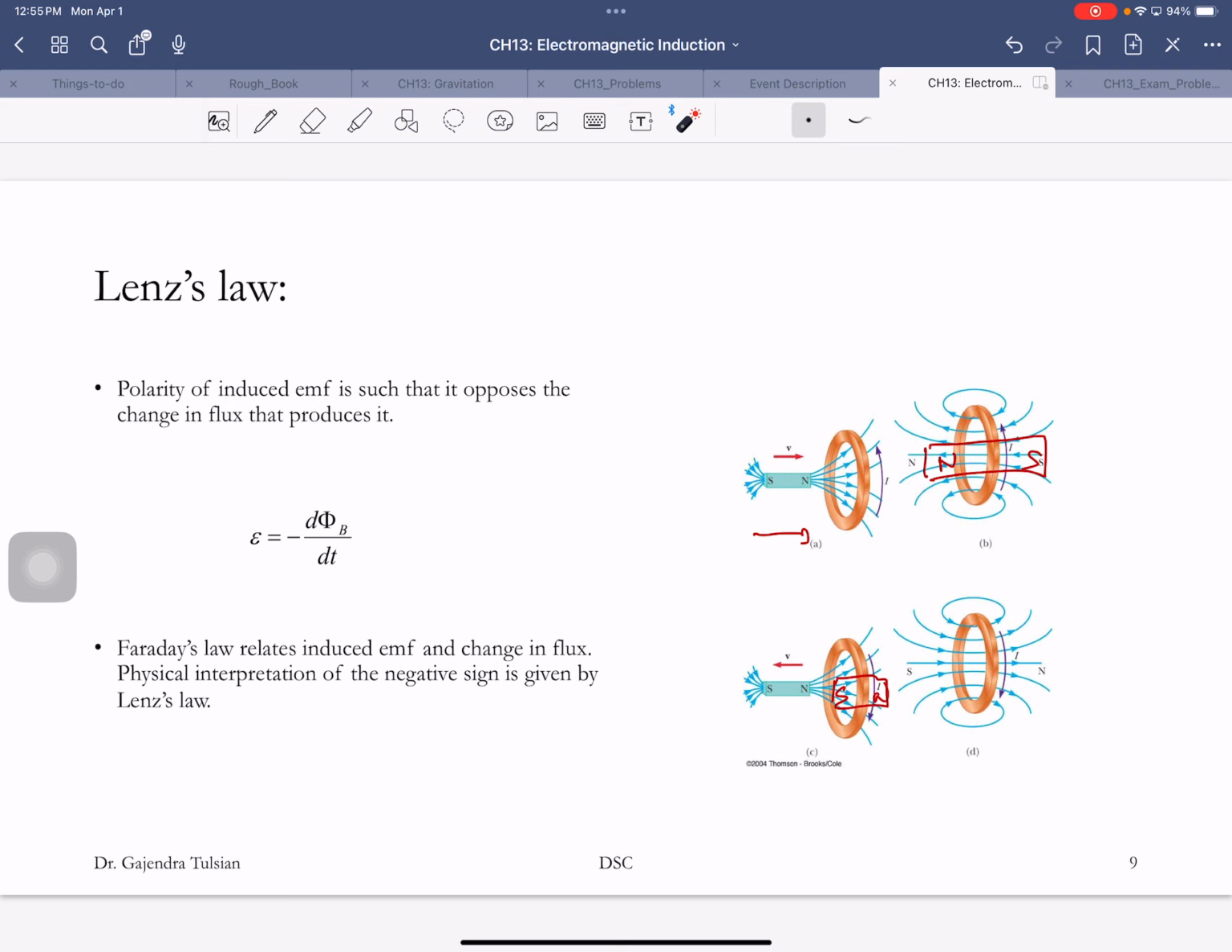Okay, so that's Lenz's law, which is related to that negative sign, and it gives you the direction of the current. The physical interpretation of the negative sign is given by Lenz's law: the polarity of the induced EMF is such that it opposes the change in flux that produces it. So if the flux is increasing in this direction, the induced EMF will try to decrease the flux.